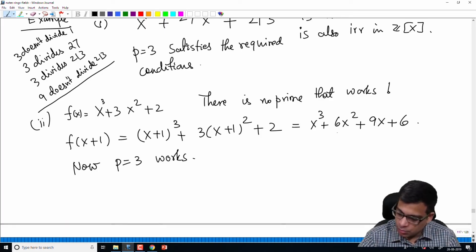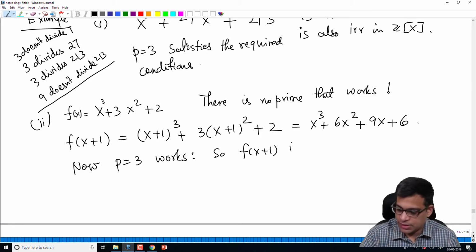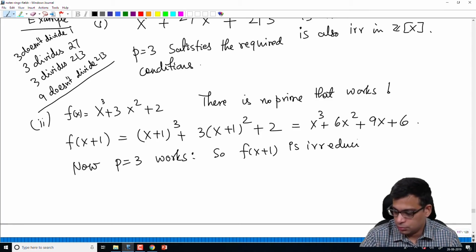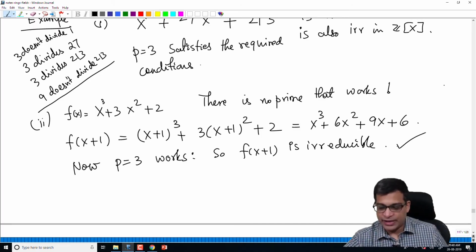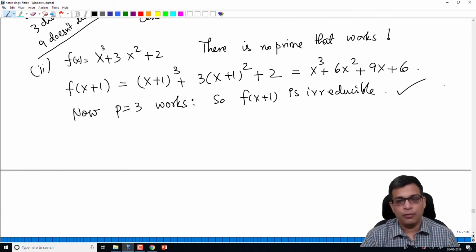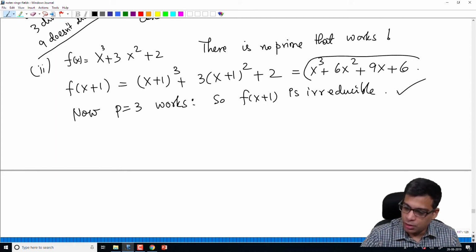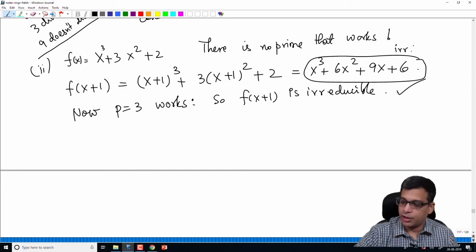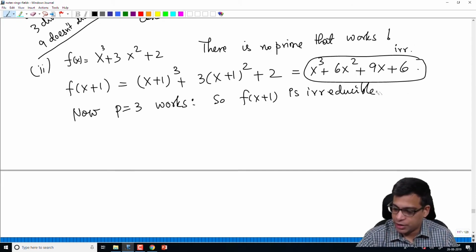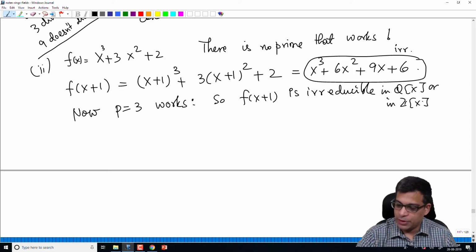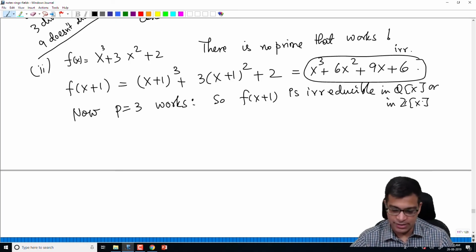So that means 3 does not divide the leading coefficient, 3 divides 6, 3 divides 9, 3 divides 6, 9 does not divide 6. So we can conclude f of x plus 1 is irreducible, right? So f of x plus 1 is irreducible. Because this is a polynomial to which Eisenstein criterion applies, and that we can say is irreducible, and I should actually say in Qx also in Zx, because it's a primitive polynomial, so it's also irreducible in Zx. But the original question is for f of x, and what can you say about f of x?